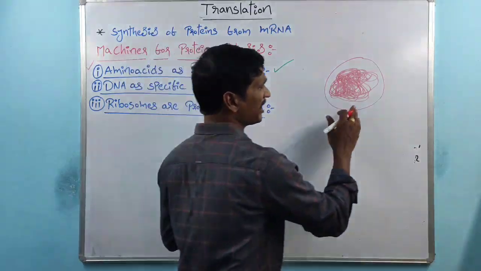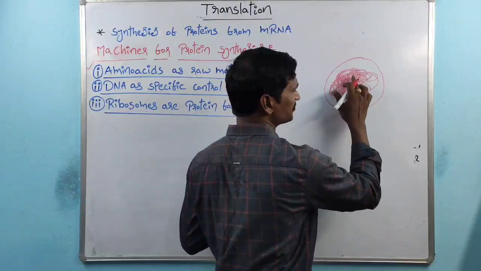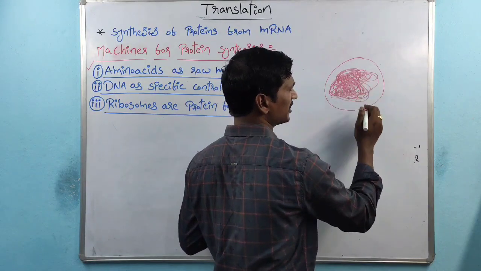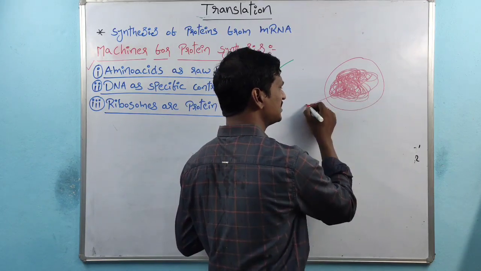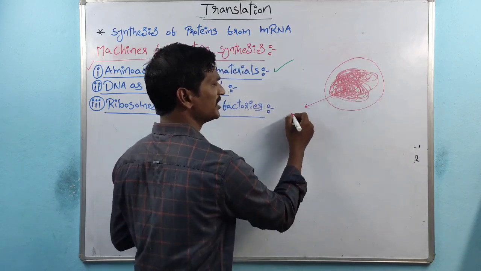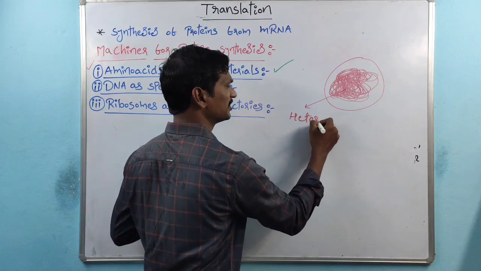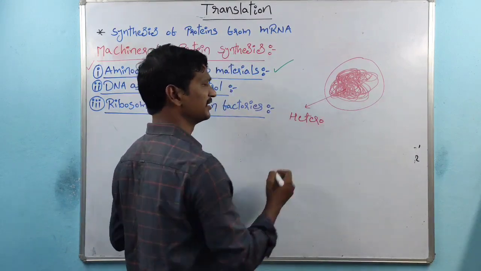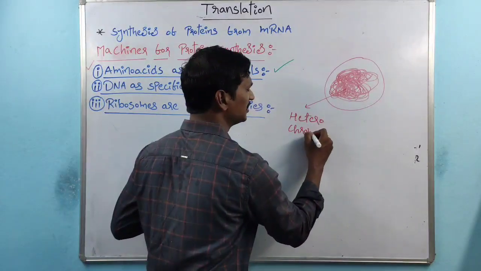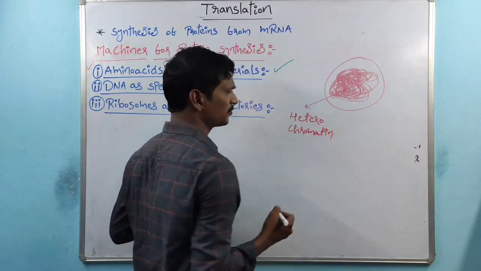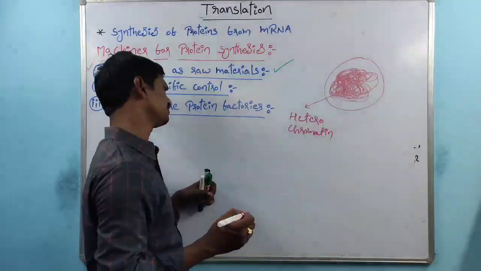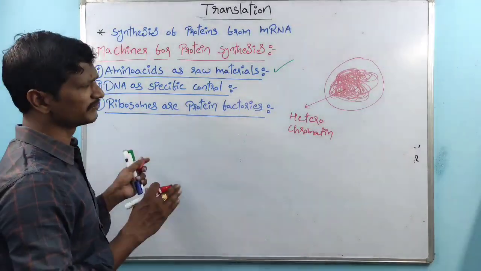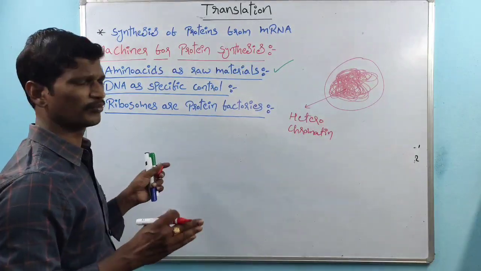So euchromatin is the loosely packed region and is involved in the gene expression process. The tightly packed region is called heterochromatin, and heterochromatin is not involved in gene expression. That is the difference between euchromatin and heterochromatin.